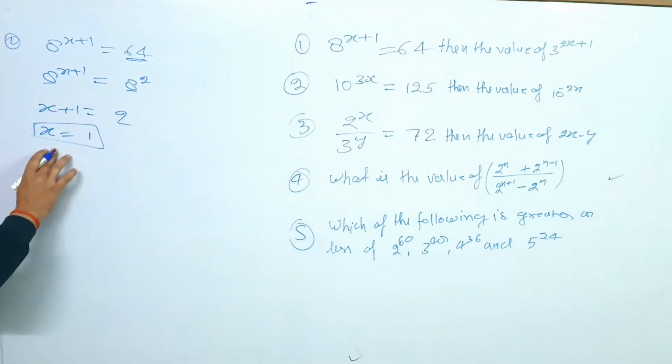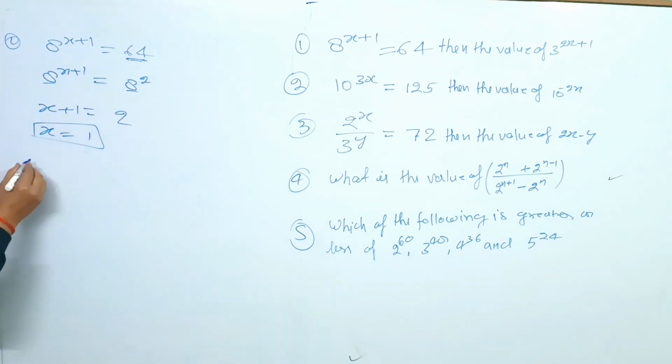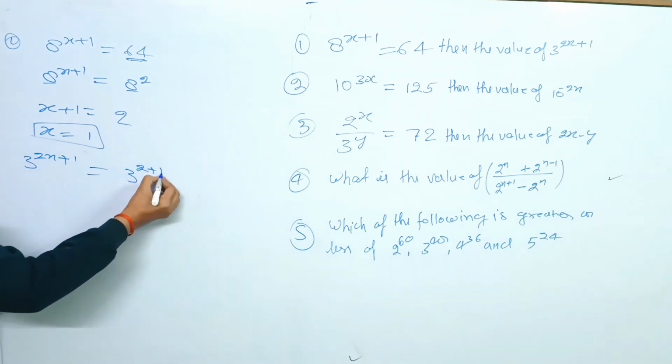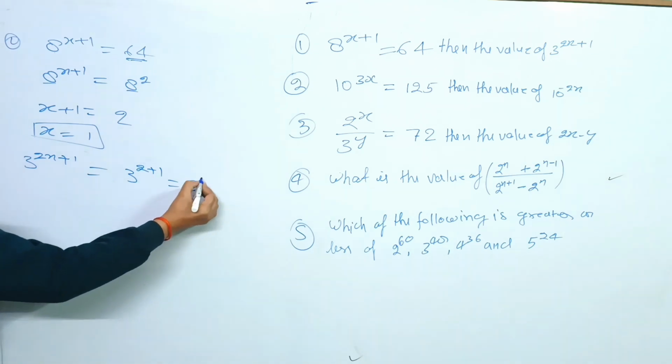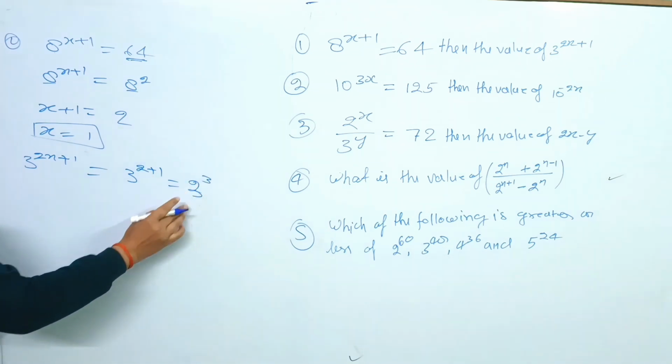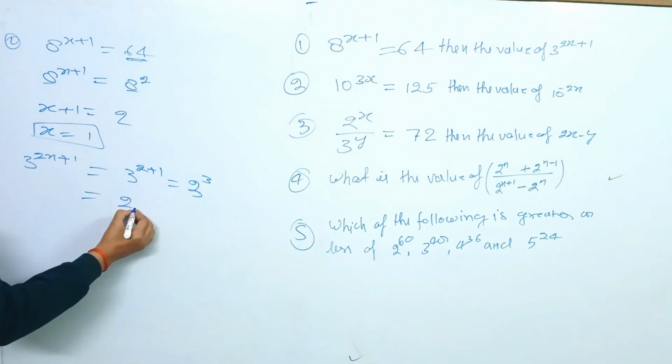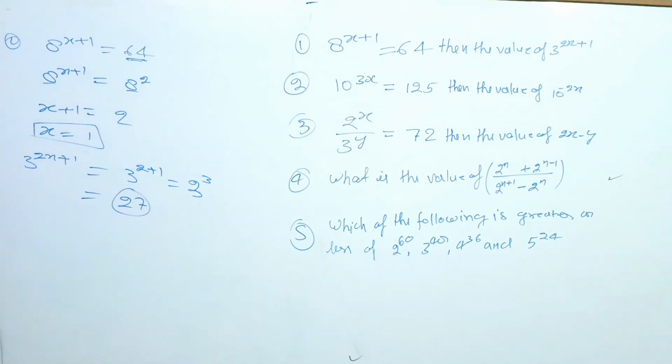Now we put the value of x in 3 to the power 2x plus 1. Putting x equal to 1, this becomes 3 to the power 3, whose value is 27. The cube of 3 is 27.